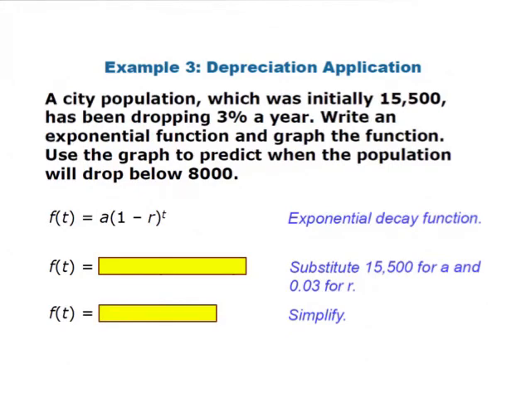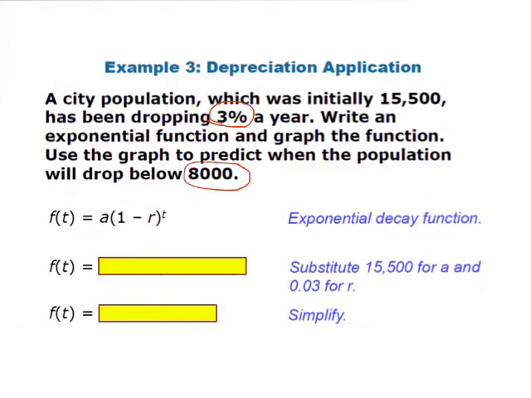Okay, let's take a look at another situation. It says a city population which was initially 15,500 has been dropping. Okay, dropping means it's going to be what? Population increase, population decrease? Yes, it's going to be a decrease situation. In other words, we're looking at decay. Okay, so looking at this problem, it says been dropping at 3%. Okay, now it says write an exponential function and graph the function. Okay, so use the graph to predict when the population will drop below 8,000.